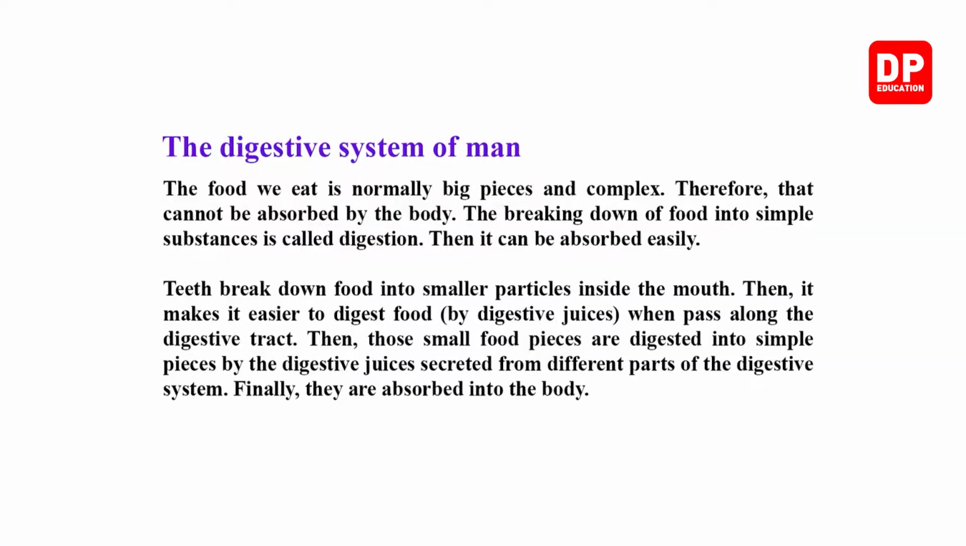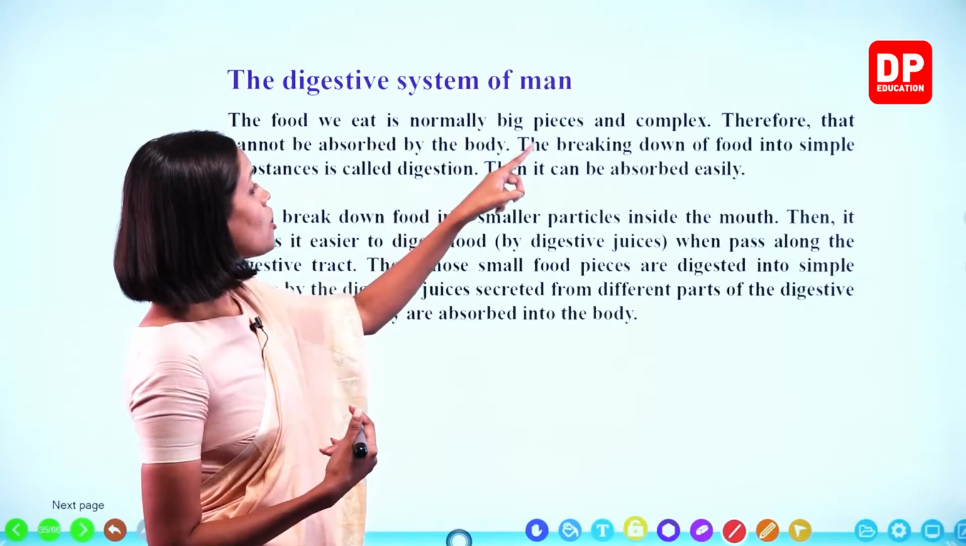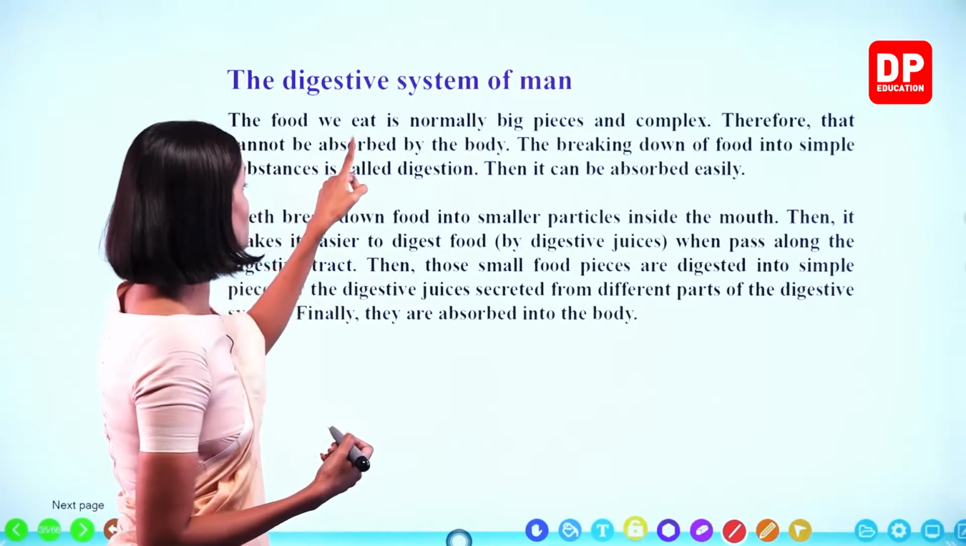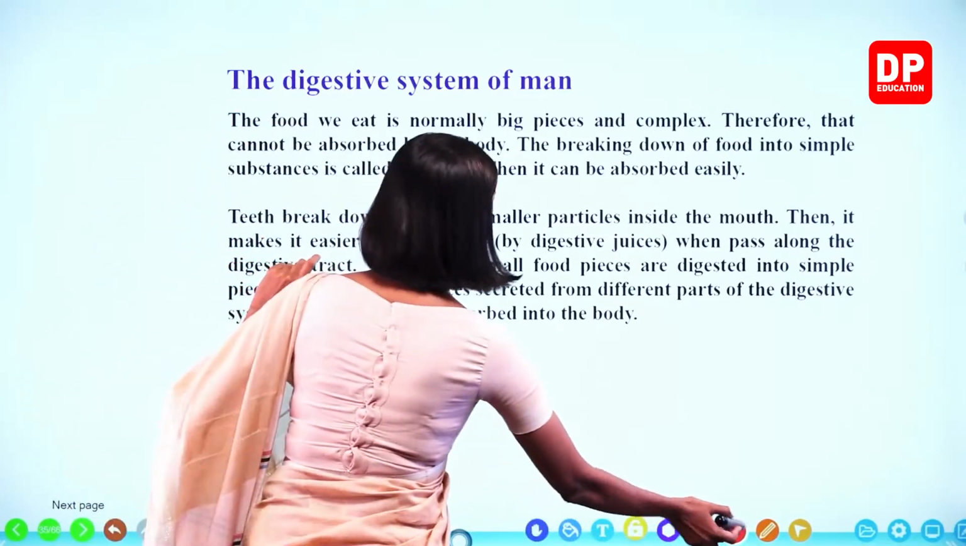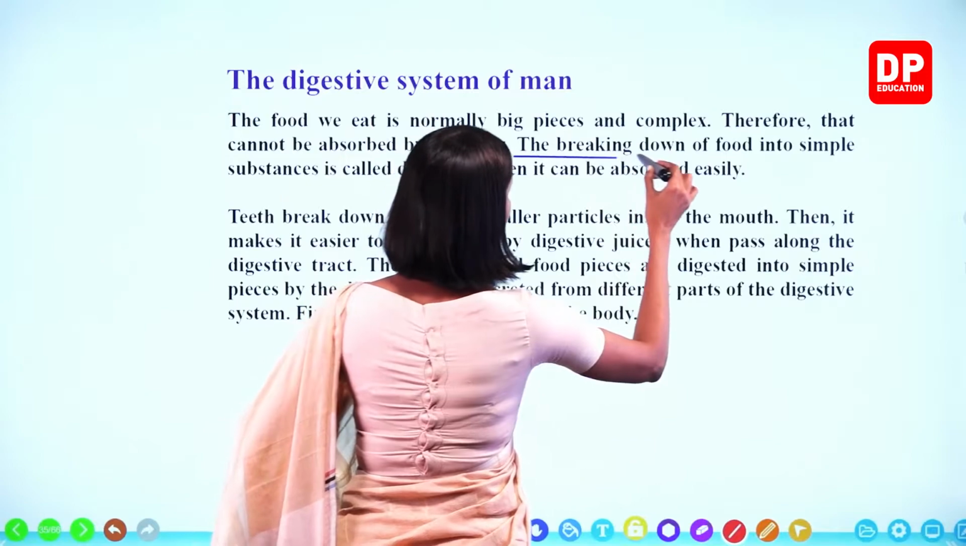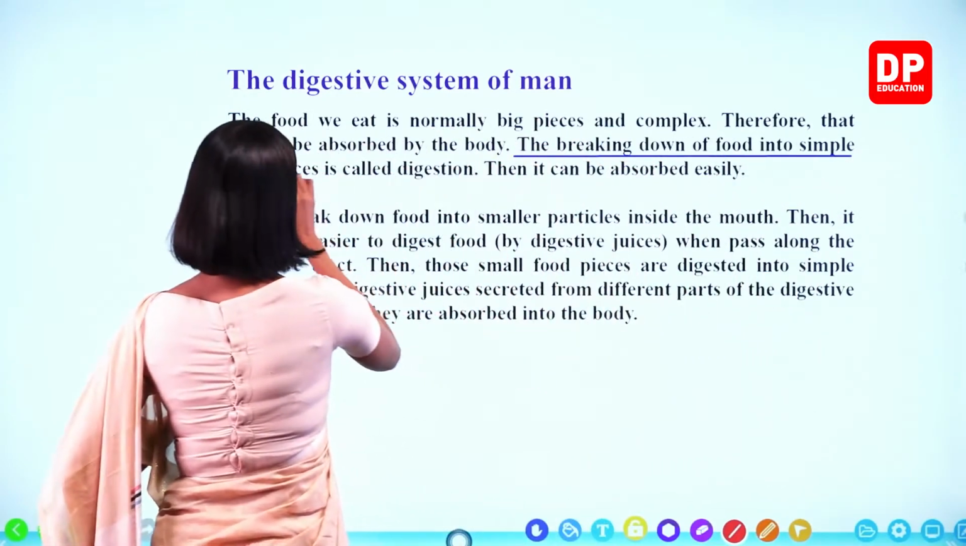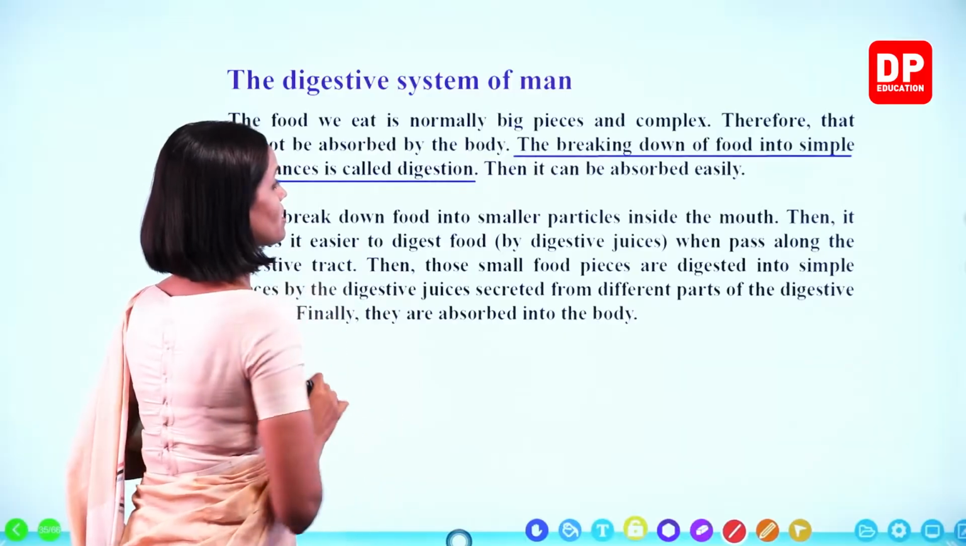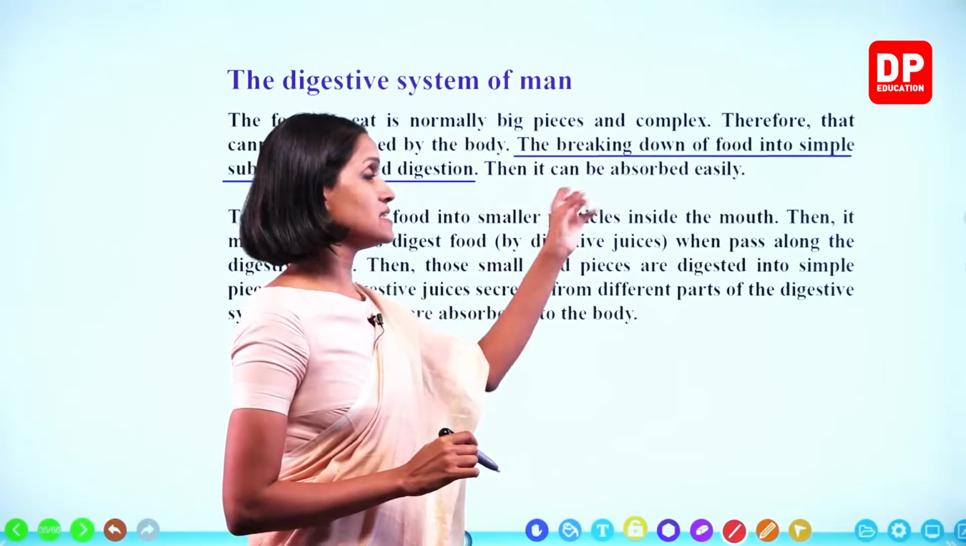The food we eat is normally in big pieces and complex. It's not simple. Therefore, it cannot be absorbed by the body, so our body needs to break it down. This breaking down process is known as digestion. The breaking down of food into simple substances is called digestion. This is the definition. Then it can be absorbed easily.